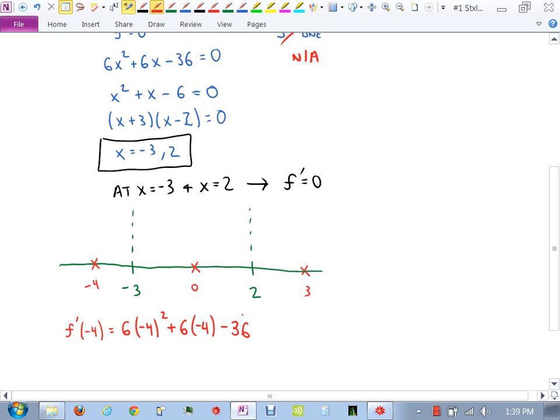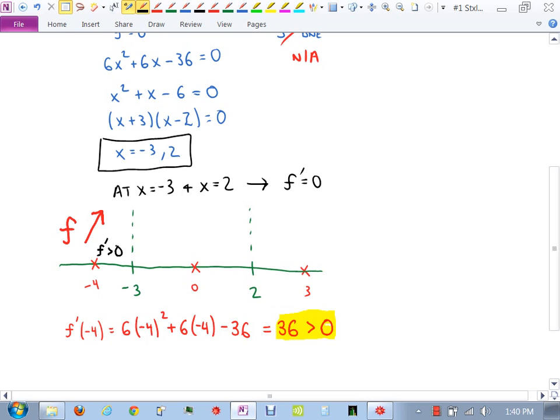You get 36? Anyone else get 36? Yes? All I care about though is, it's positive, right? That's the key. Because it's positive, what does that tell me my function is doing over there at -4? My function, so watch the way I write this over here, is increasing over here. Why is it increasing? Because the derivative over here was positive, right? The derivative being positive means the function's going up over there.